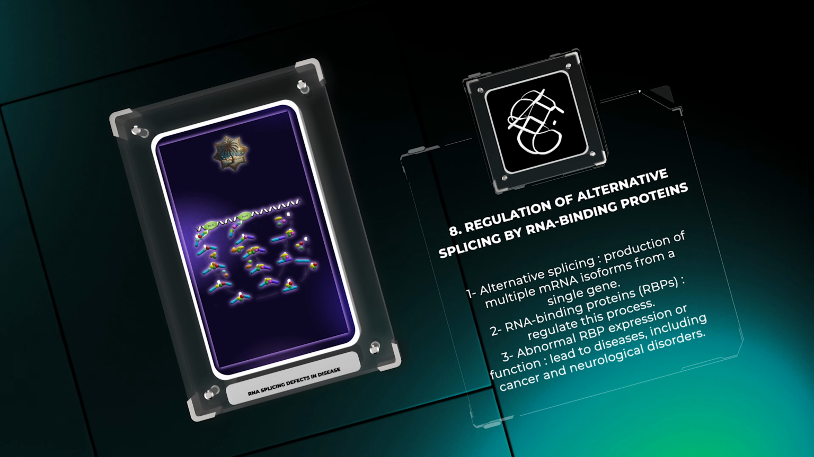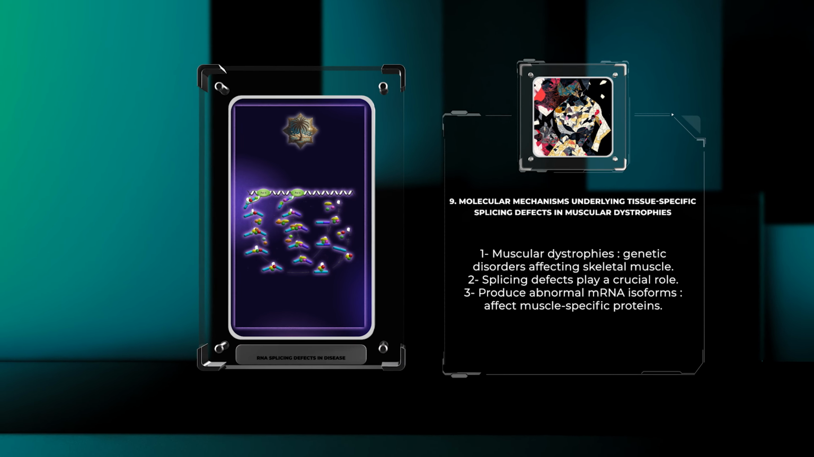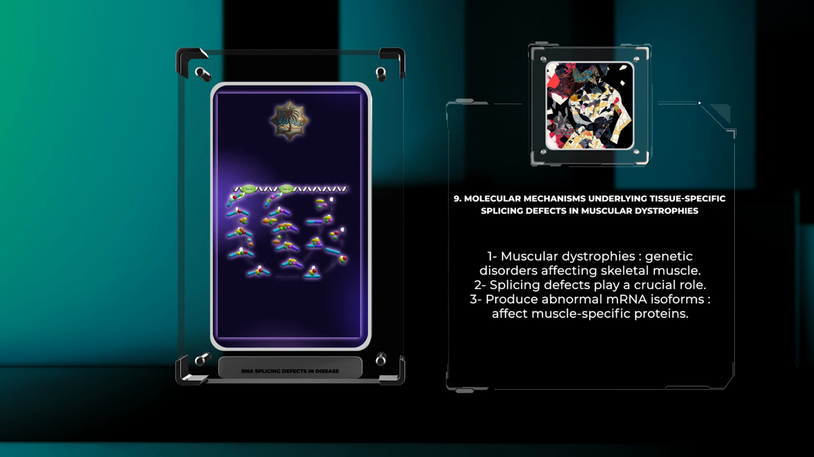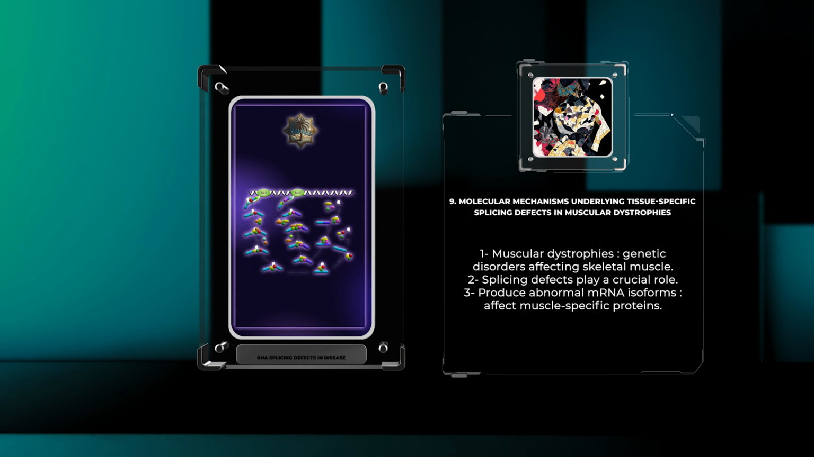Muscular dystrophies are genetic disorders affecting skeletal muscle, causing weakness and wasting. Splicing defects play a crucial role, producing abnormal mRNA isoforms that affect muscle-specific proteins. For example, in DM1, MBNL proteins are sequestered, leading to splicing misregulation and disease features. Understanding these mechanisms is vital for therapeutic development.